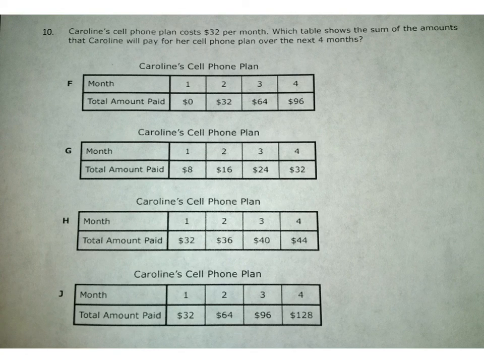Number 10. Caroline's cell phone plan costs $32 per month. Which table shows the sum of the amounts that Caroline will pay for her cell phone plan over the next 4 months? Caroline's cell phone plan. Take a look at all 3 tables. You have month and total amount paid. Review each table and make your selection. Please make sure that your name is on the front of the test.